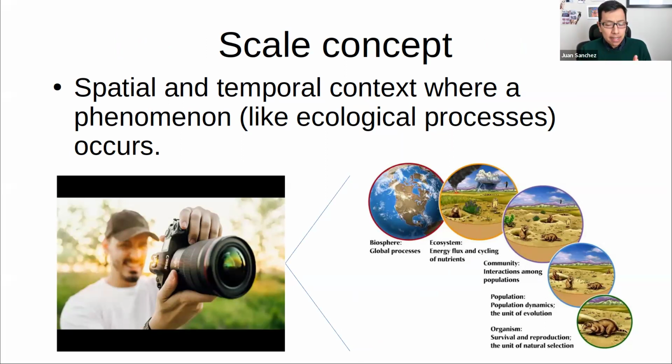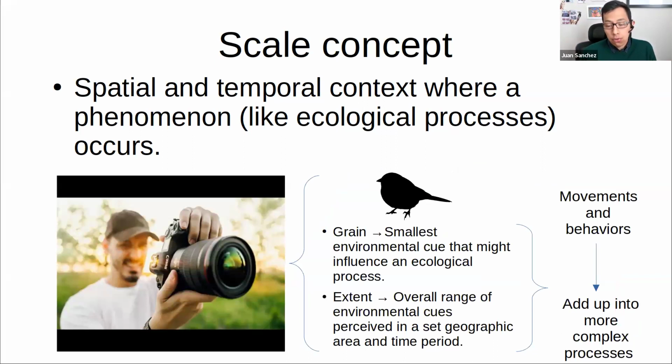We can define different angles and views of what attributes or ecological processes we want to look at. For example, we can define them according to the complexity of the system we're looking at. We can have views of only one organism, a population, a community. So what attributes has the scale that help us to define these different processes occurring across space and time?